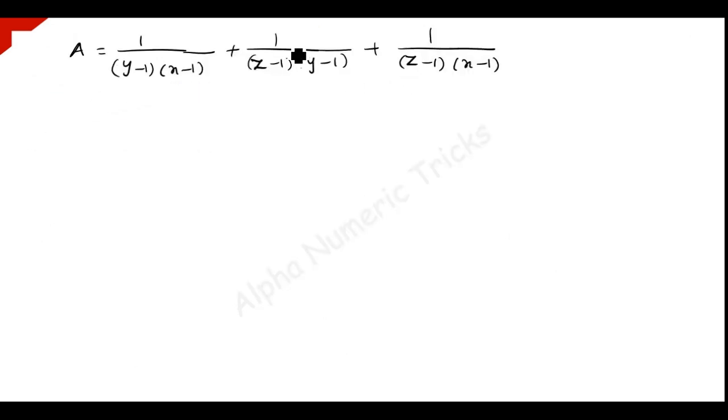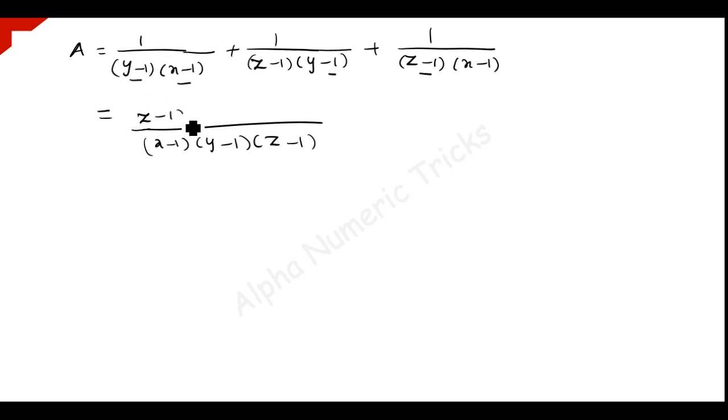So we have to simplify this equation, and for that we have to take the LCM. Here x minus 1, y minus 1, and z minus 1 are there. So the LCM is x minus 1 times y minus 1 times z minus 1. Compare these two terms here. Which is missing? z minus 1 is missing.